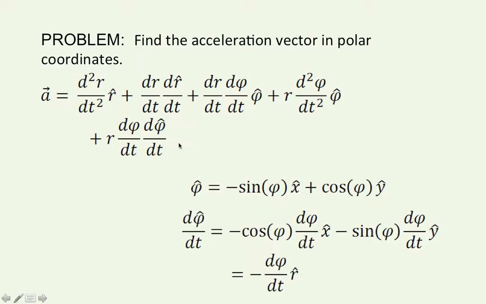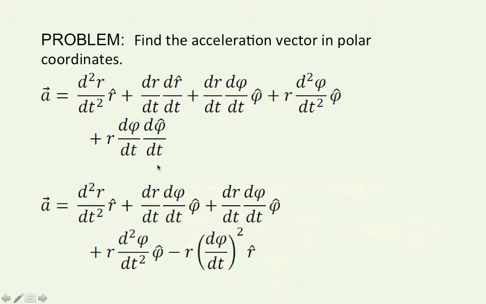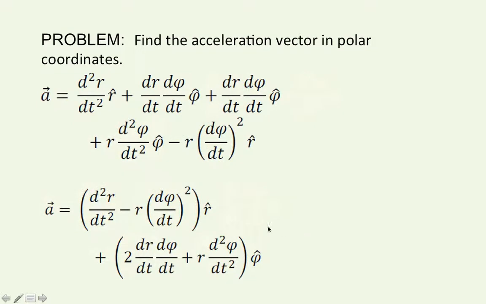Phi hat, remember, is just going to be negative sine phi x hat plus cosine phi y hat. So when we go ahead and take the derivative, we're going to get this following expression. It turns out that this simplifies to negative d phi dt r hat. So we can go ahead and plug that back into our equation. When we do that, we get the following 5 terms. Simplifying, we find these 4 terms. There's 2 terms in the r hat direction and 2 terms in the phi hat direction.